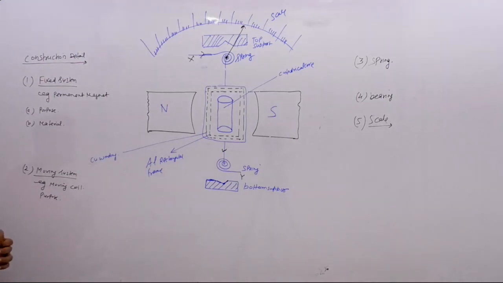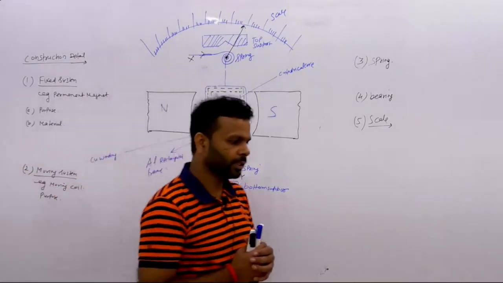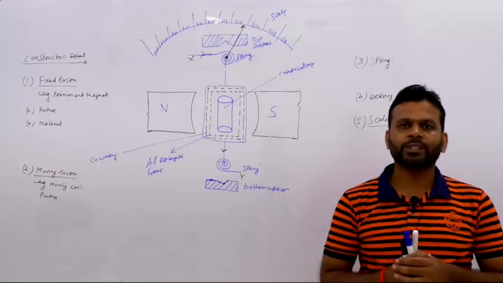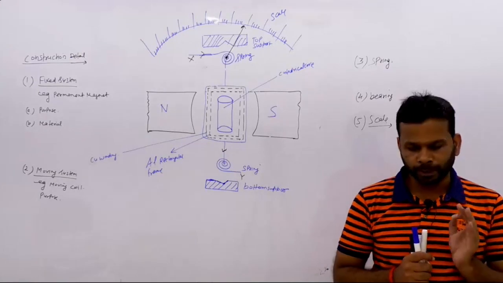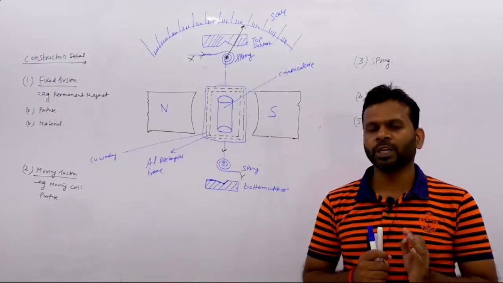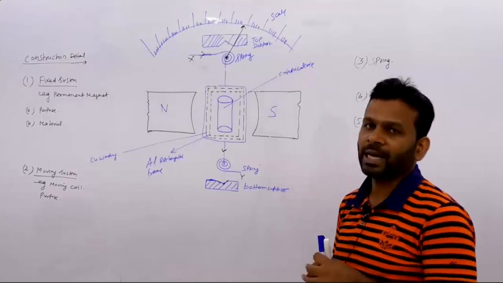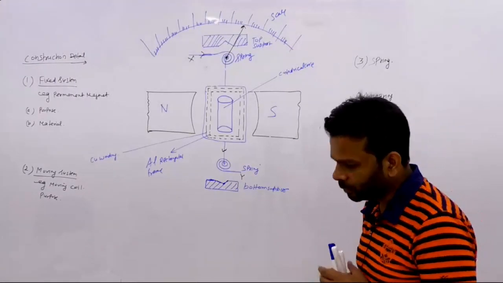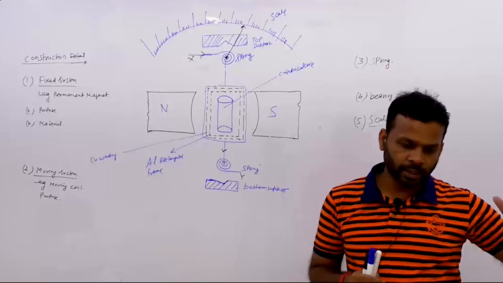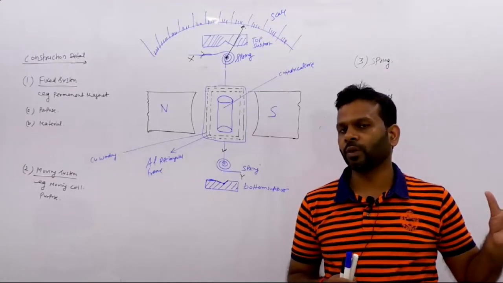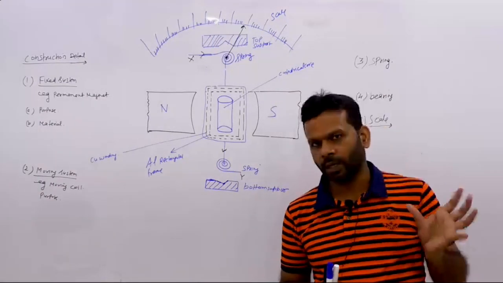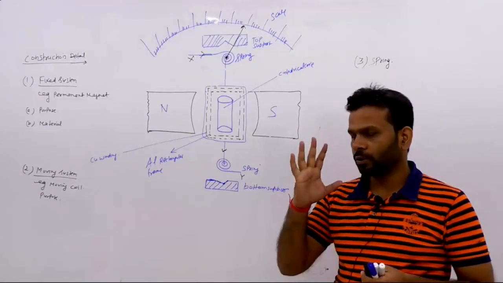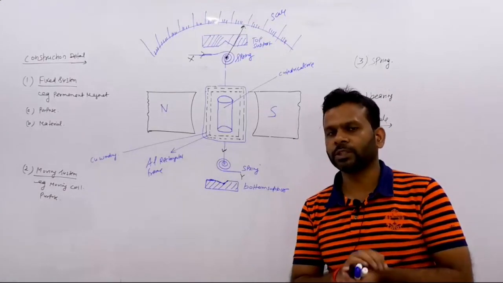Now if we discuss the first part, the purpose of the permanent magnet is to create a fixed magnetic field. The purpose of the permanent magnet is to produce a fixed magnetic field, similar to the DC machine. If you remember the DC machine, the stator winding is called the field winding. What was the main purpose of the field winding? To produce the main working flux. What did it do? It produced the flux.